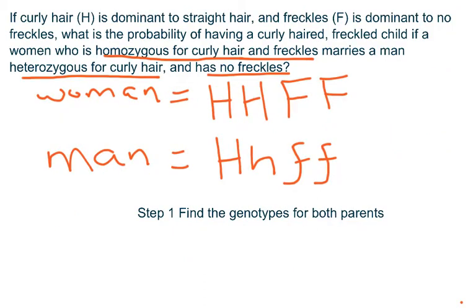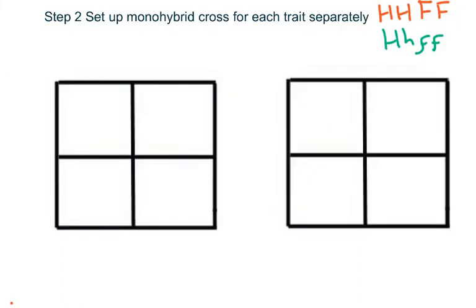Okay, so now I'm going to show you guys how to do it the shortcut way. So step 1 is still the same. You read the problem, read what's given, and then you find the genotypes for both parents. So here's step 2 if we're doing it the shortcut way. Step 2, you're going to set up a monohybrid cross for each trait separately. So that means I'm going to set up one monohybrid cross, remember that's a 4-box Punnett square, for the curly hair, or the trait would be type of hair, so curly or straight, versus whether or not it has freckles.